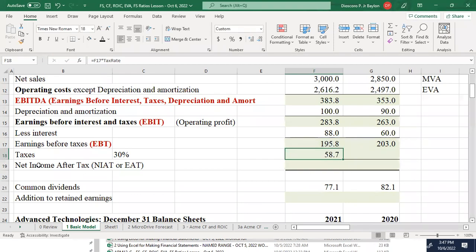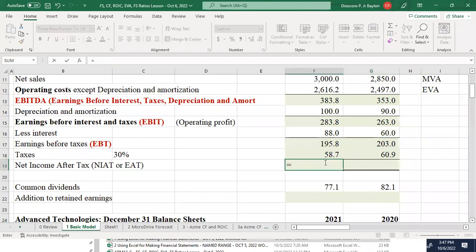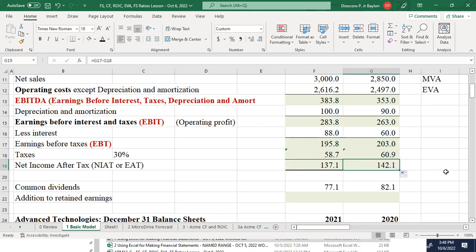Okay, so the tax for 2021 is 58.7. Let me copy this to the right. And we expect this to have higher tax because it has a higher taxable base. All right, and then finally, the net income after tax is just the difference between your earnings before tax, or income before tax, less your tax. Okay, it's 137.1. Copy to the right.